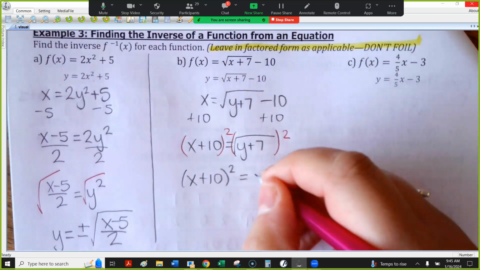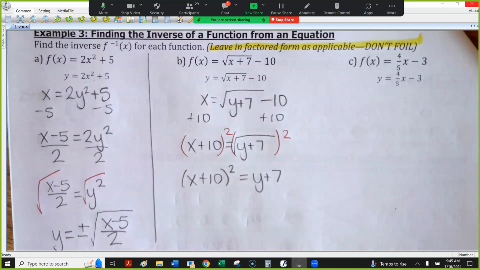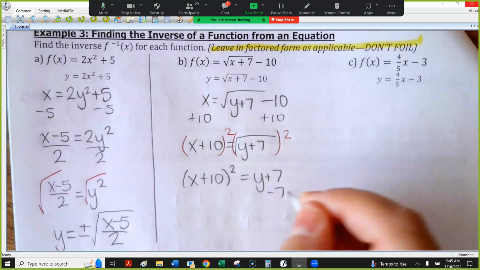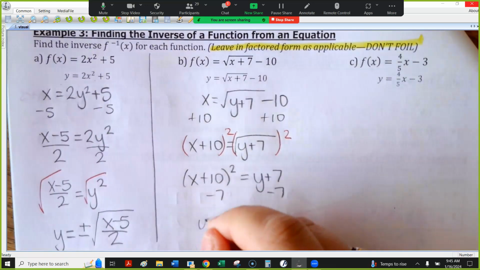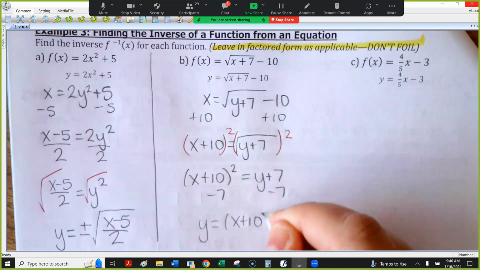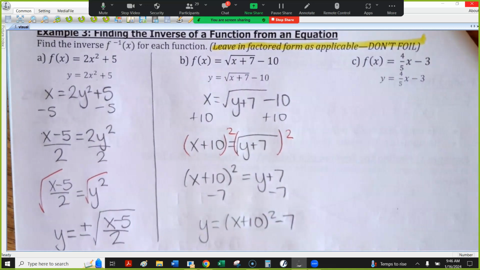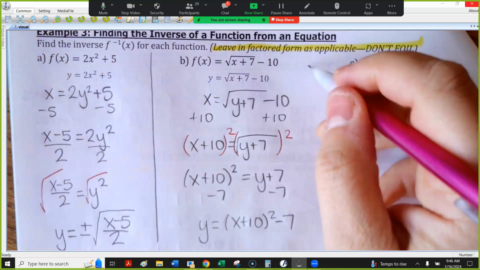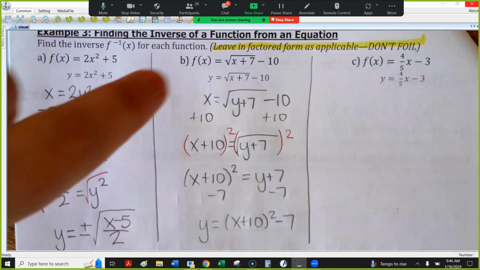And then that cancels out the square root. The only other thing you're going to do real quick, get rid of the 7, and it'll just be subtracted outside of those parentheses. So I'm going to have y equals, I'm just putting it on the left, x plus 10 squared, and then minus 7. And that, if you guys remember from our very first, maybe second unit, that's going to be a quadratic. It's just in vertex form. All right, so if you have a quadratic, the inverse is going to be a square root. If you have a square root, the inverse is going to be a quadratic.